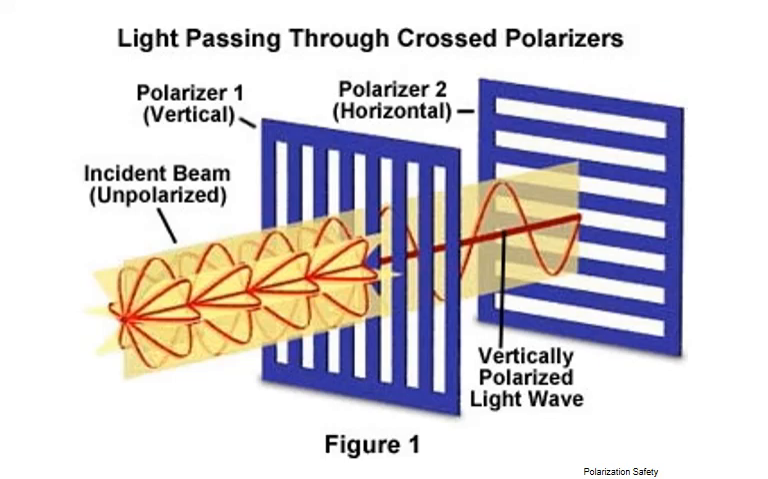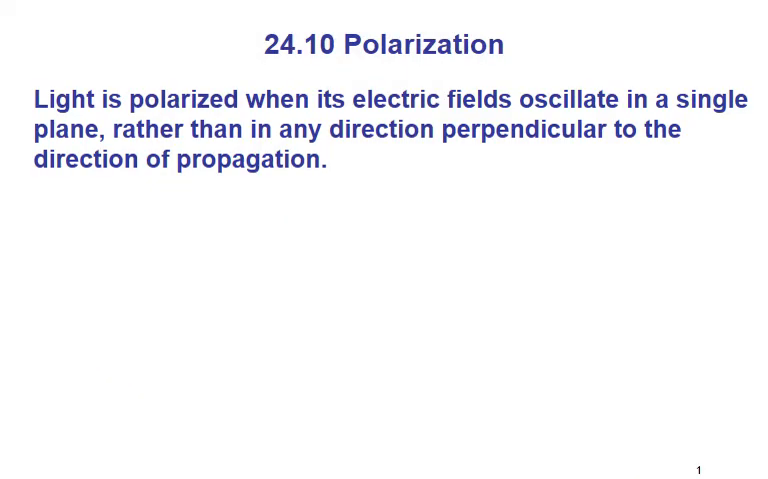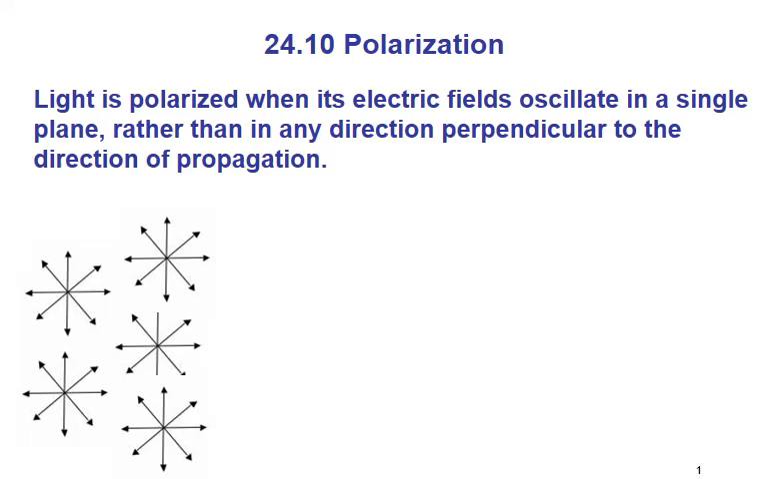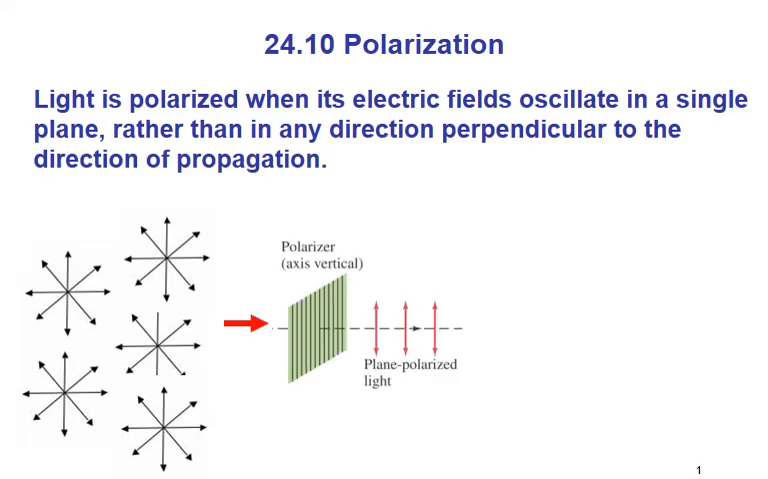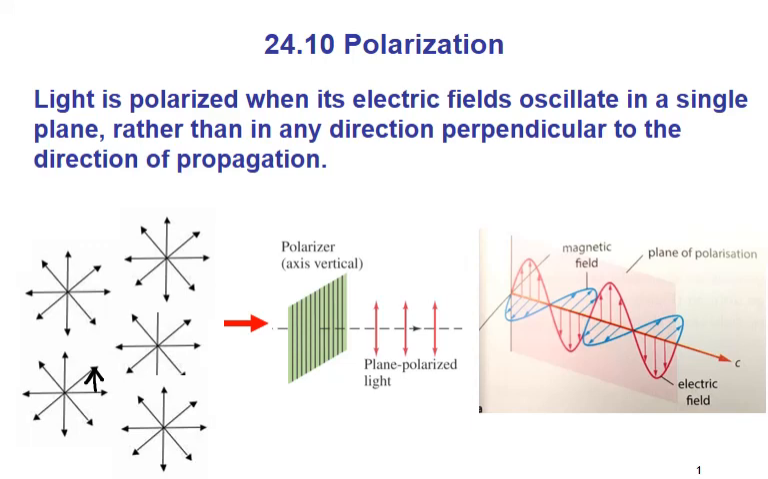Now, some of these that are in between, like this one right here, which is at an angle, a portion of that will survive and make it through, only the vertical portion though. So light is polarized when electric fields oscillate in a single plane rather than any direction perpendicular to the direction of propagation. Here's your unpolarized light. You've got your vertical polarizer, and it's going to cut out every part that's not vertical. So for instance, for light that's like this, you're only going to get the vertical component passing through. And then all your light will look like this. It'll all be plane polarized in the vertical direction and continue like that.